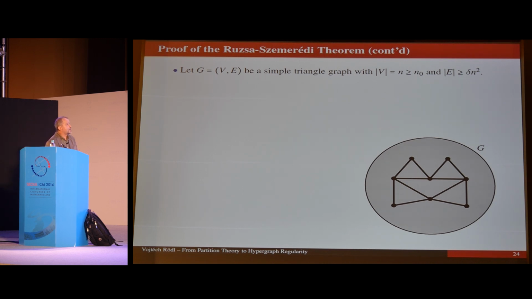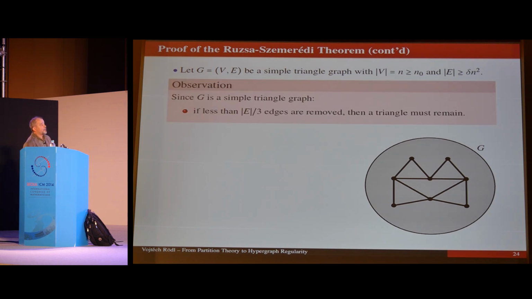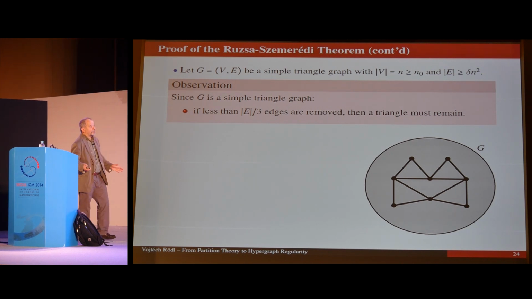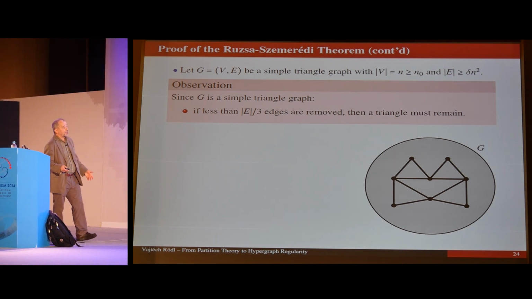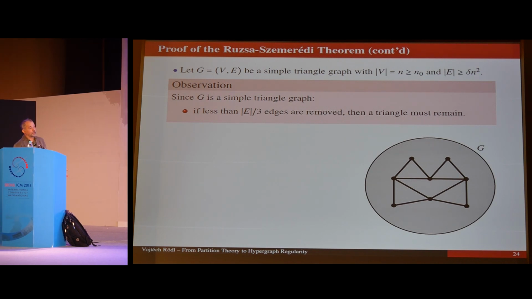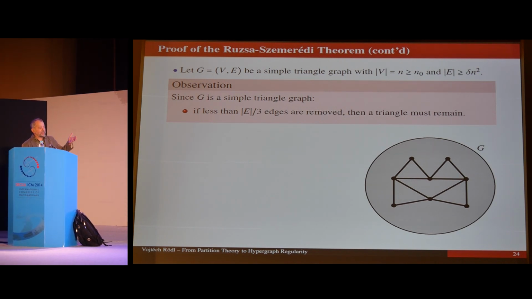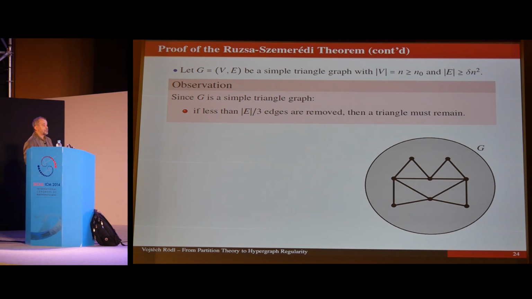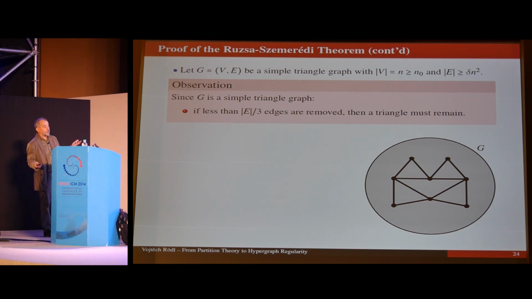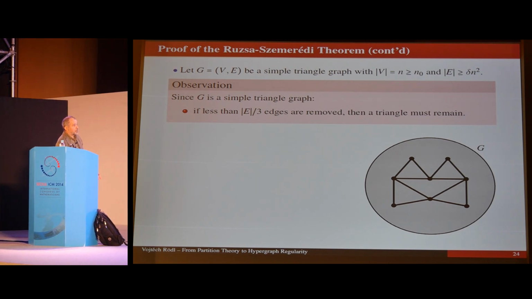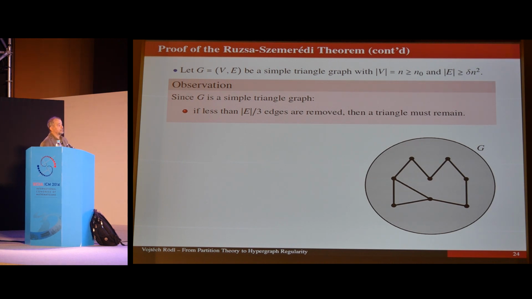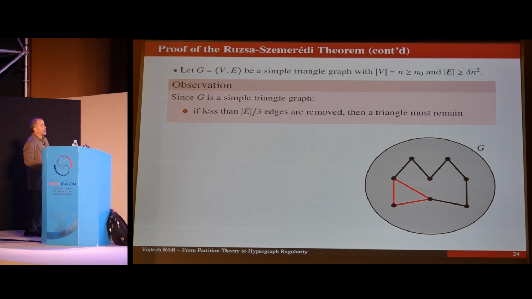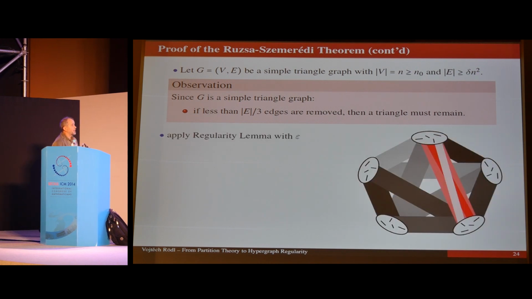So for contradiction, I assume that I have a simple triangle graph which is large and has many edges. First I observe that if less than 1/3 of the edges are removed, then a triangle must remain. Why is that true? Every edge is in precisely 1 triangle, so deleting 1 edge destroys just 1 triangle. And so if we delete less than 1/3 of edges, 1 triangle must remain. So this is the situation. This triangle remains, and this is what we will use. And now the proof is simple.